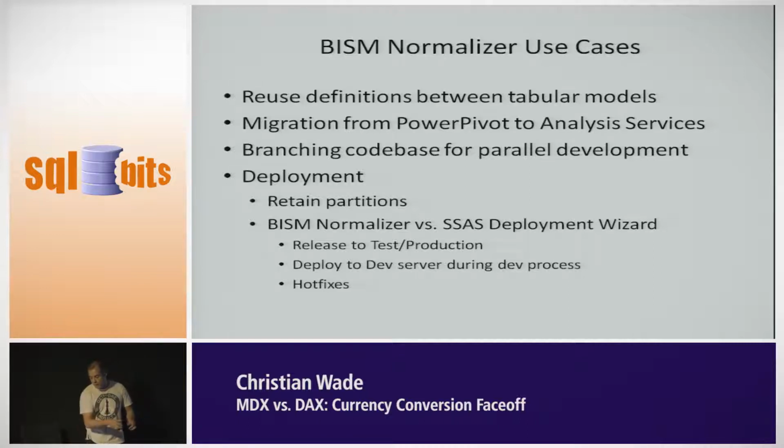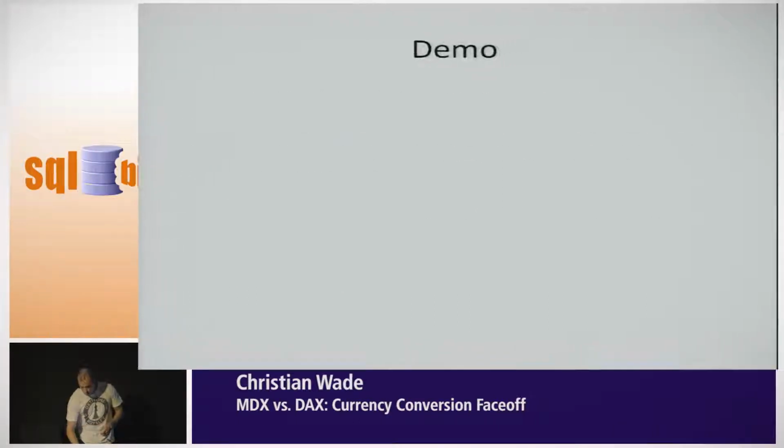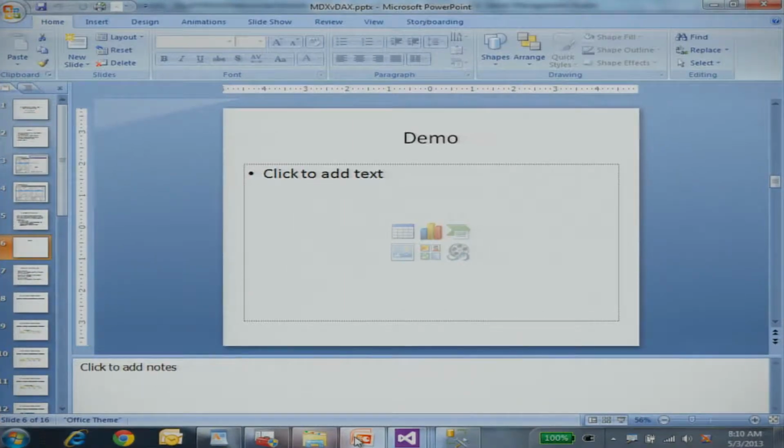So even if we are in the situation where everyone's gone to the trouble of setting up the deployment wizard and the TFS build, etc., there are still a bunch of gaps that BISM Normalizer can fill. I think probably in 5-10 years' time, the deployment story for Analysis Services will look more like the deployment story for relational databases, with DACPACs and schema compare and things like that. In the meantime, you can use BISM Normalizer to fill those gaps. All right, I'll give you a quick demo of it.